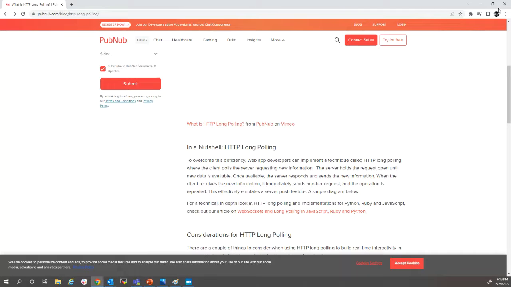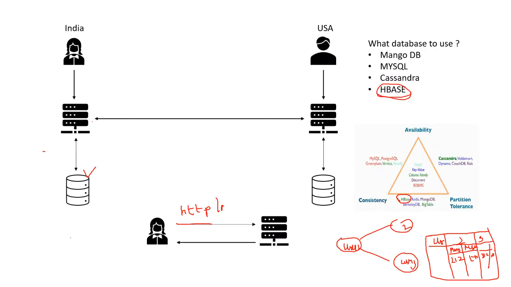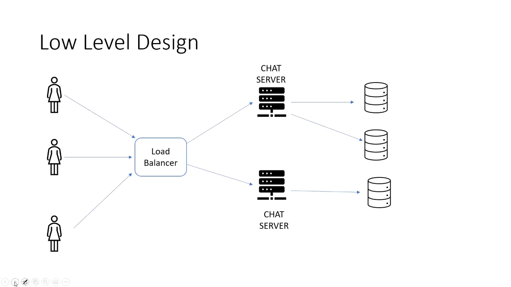This is what I wanted to explain to you guys. Now let's go one step further and look into the low level design. All the users who are trying to communicate will first send their request to the load balancer. The load balancer will send that request to the chat server. There might be communication between chat servers also.